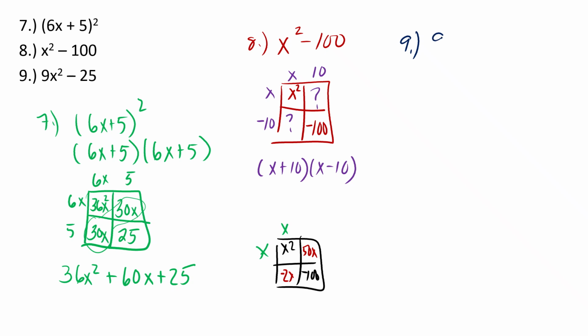Number 9. Now, again, you can try to do this without setting up the boxes and say, all right, so for that upper left-hand box, 9x squared, well, I could get the 9 with a 3 times 3, and I could get the x squared with an x times x, and then one's a plus and one's a minus, and I could get the 25 with a 5 times 5. Okay, and essentially what you're doing is you're taking the square root.